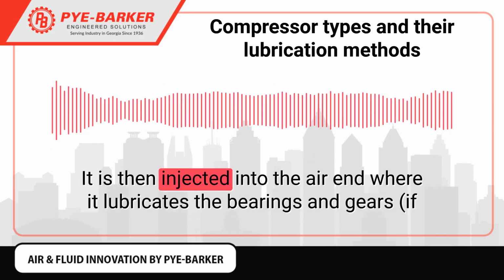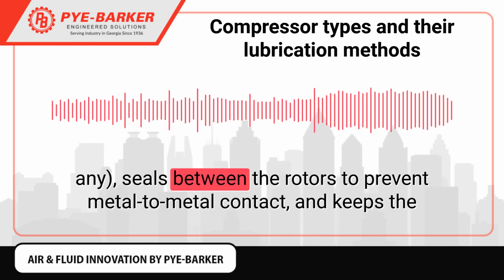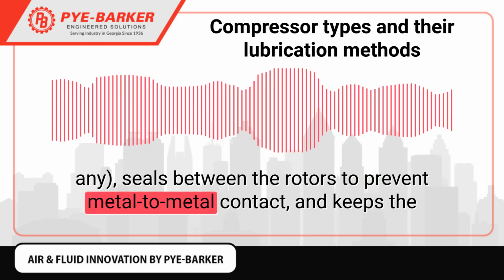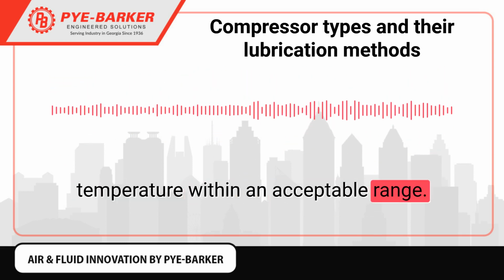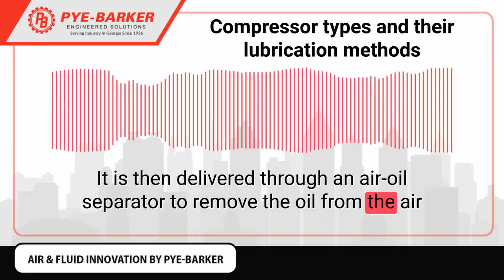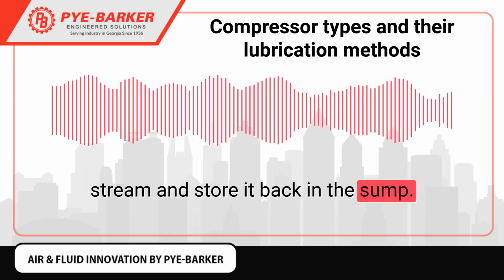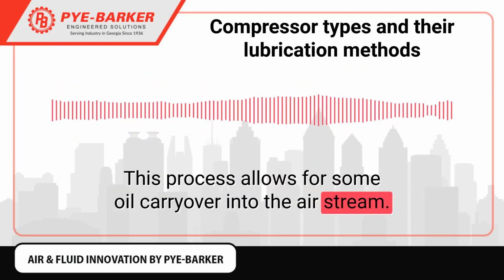It is then injected into the air end where it lubricates the bearings and gears, seals between the rotors to prevent metal-to-metal contact, and keeps the temperature within an acceptable range. It is then delivered through an air-oil separator to remove the oil from the airstream and store it back in the sump. This process allows for some oil carryover into the airstream.